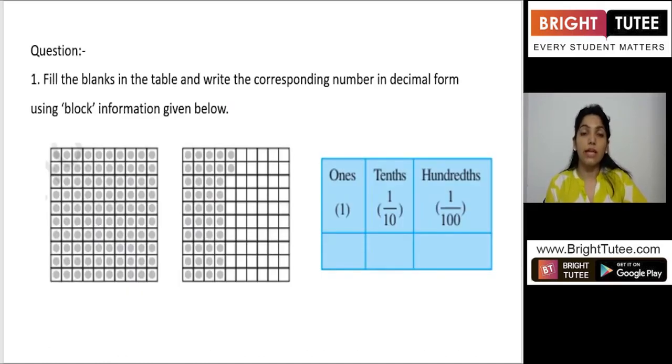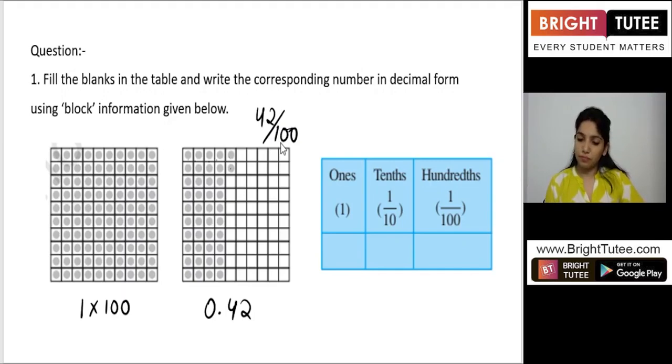Starting from here we need to fill the blank in the table and write the corresponding number in the decimal form. Here you can see in the first one, we see the whole box is shaded. So out of 100, all the hundreds are shaded, right? So here we have got 100, so it is 100. In the next one, we see out of 100, how many are shaded? 1, 2, 3, 4. So it is 42. So it is 0.42. Or we can write this as 42 over 100.